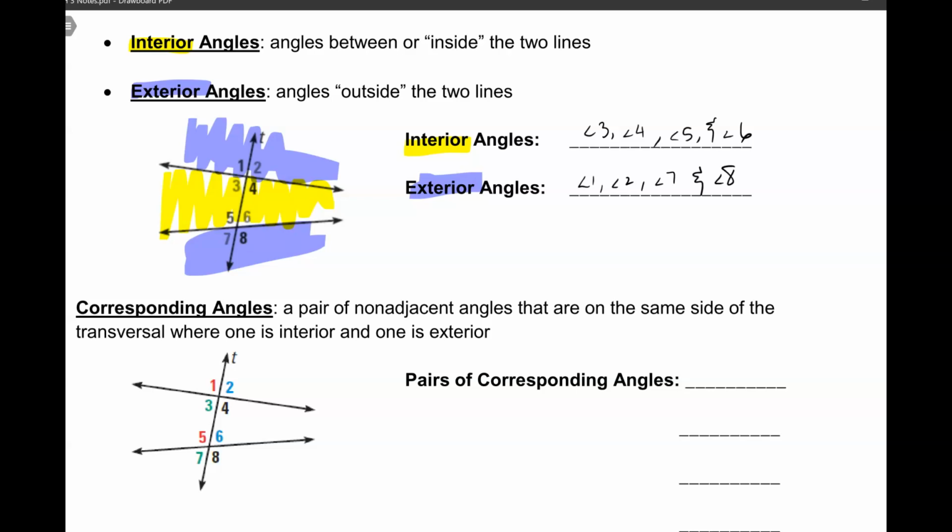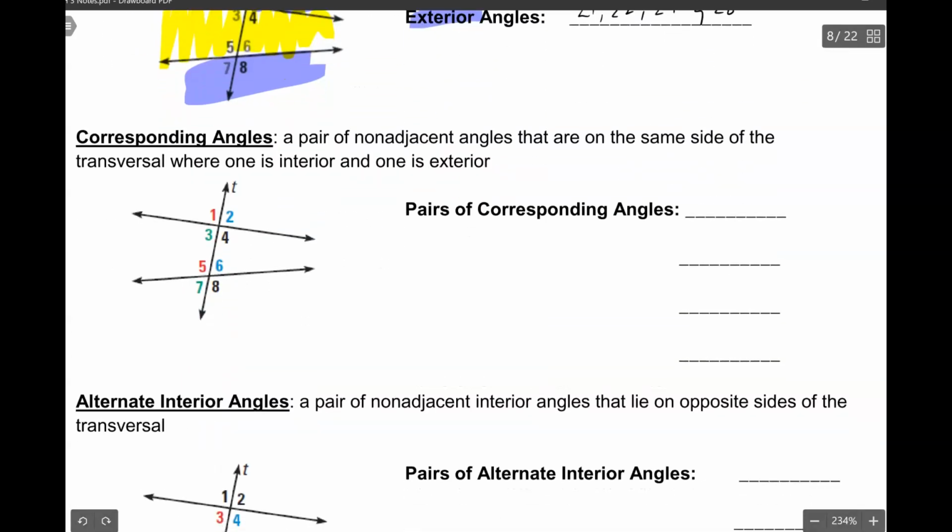Corresponding angles. Corresponding angles are a pair of non-adjacent angles that are on the same side of the transversal where one is interior and the other is exterior. So if I pick one in particular, let's pick 3, and let's go through the rules. They're a pair of non-adjacent angles, so I have to X out the adjacent angles. They're on the same side of the transversal, so all of these ones on the right side I cross out because they're not on the same side of the transversal.